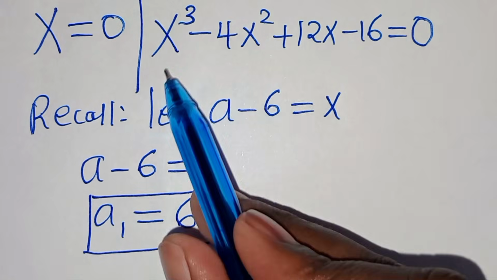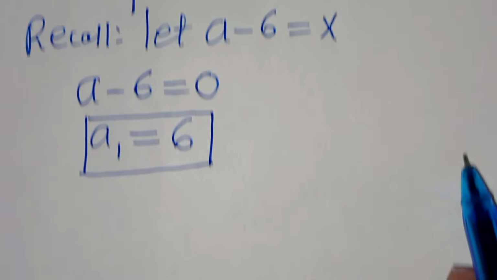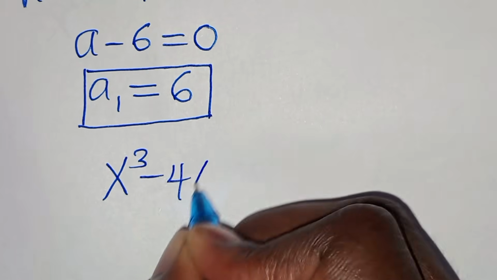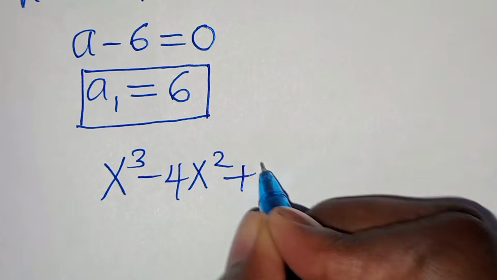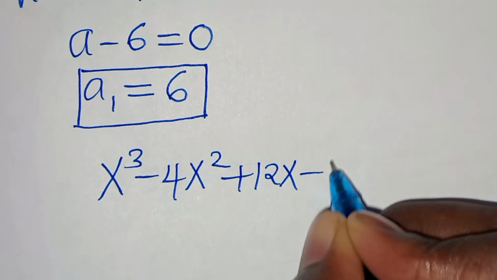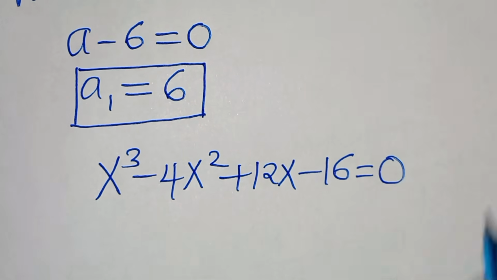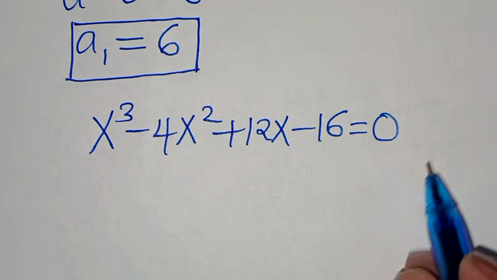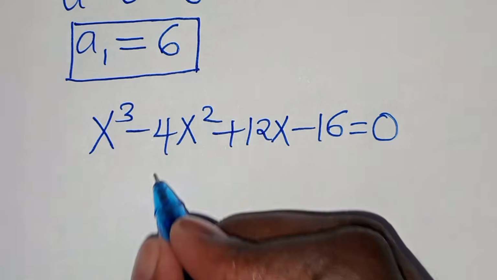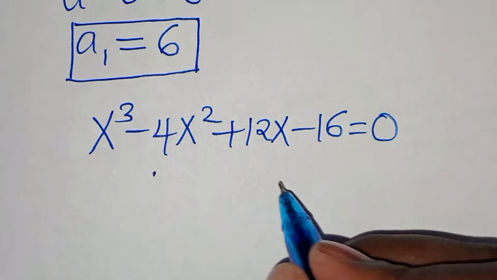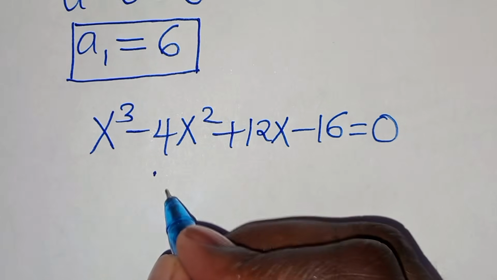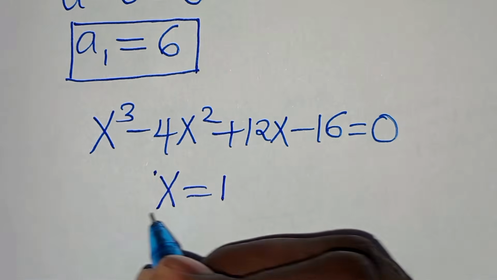Now let's proceed with the cubic function here. The cubic function is x to the power of 3 minus 4x squared plus 12x minus 16. This is equal to 0. From this cubic equation here, we can apply the rational root theorem here and test some set of integers here. Let's start with x equal to 1.